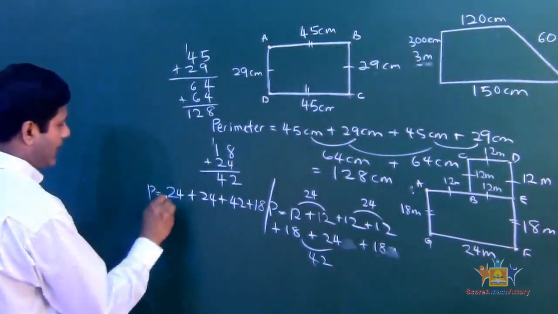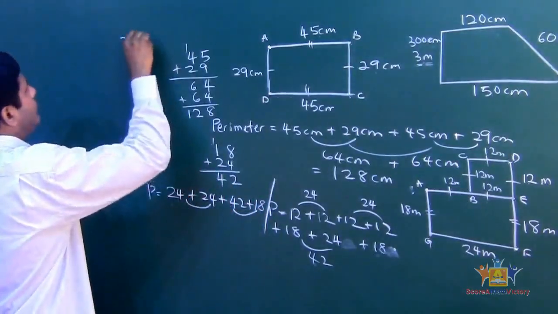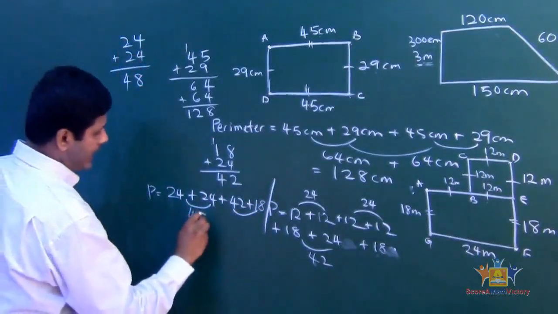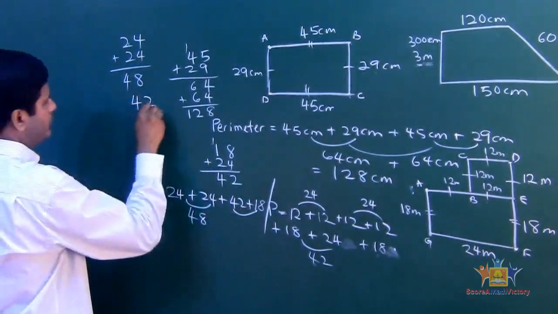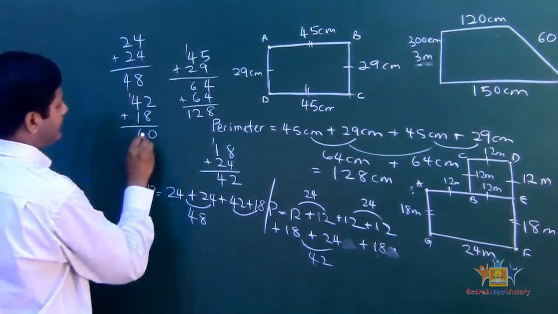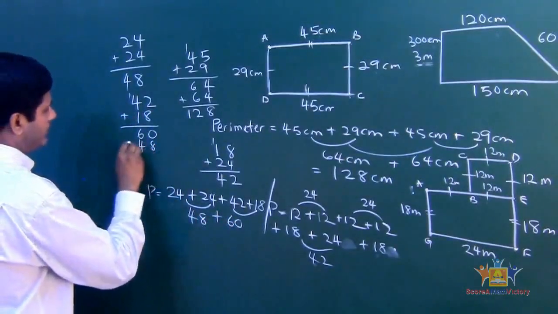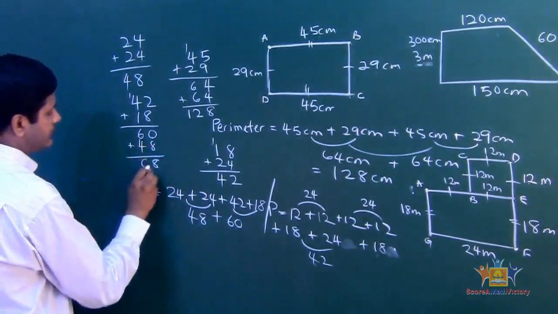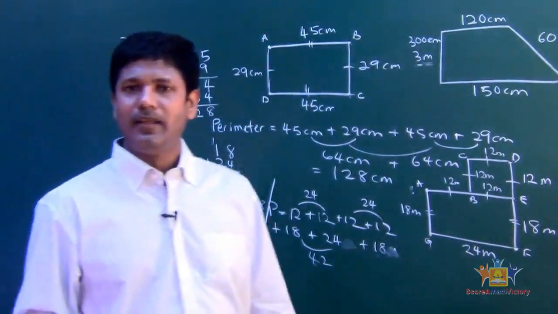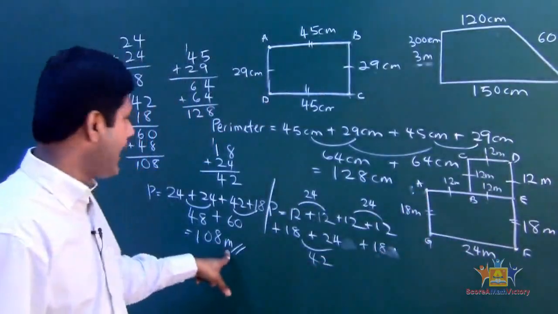Now we're going to pair them up again. Let's line them up. 24 plus 24: 4 plus 4 is 8, 2 plus 2 is 4, so that gives you 48. 42 plus 18: 2 plus 8 is 10, carry 1, 1 plus 4 is 5, 5 plus 1 is 6, so 60. Now we're going to add these two. We take 48 and add it to 60. 0 plus 8 is 8, 6 plus 4 is 10, so 108 meters. See that? Pretty easy, isn't it? From A all the way around back to where I started, it's 108 meters.